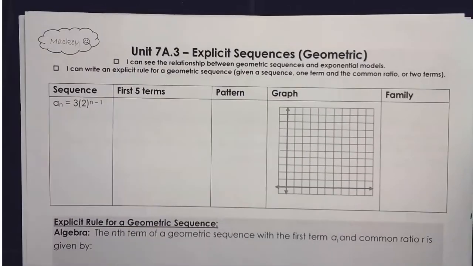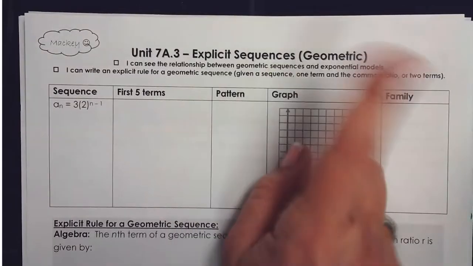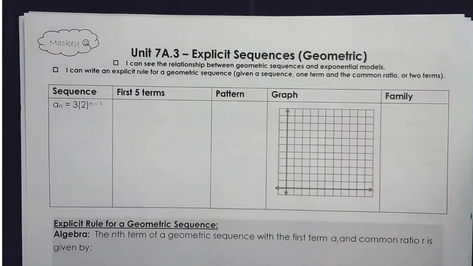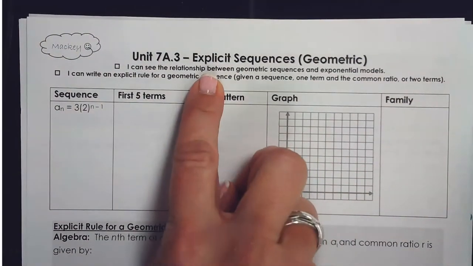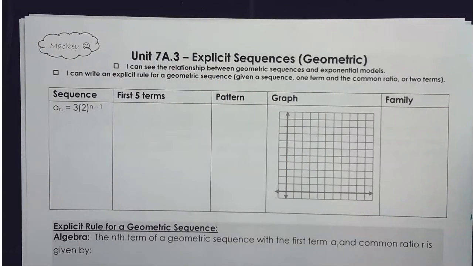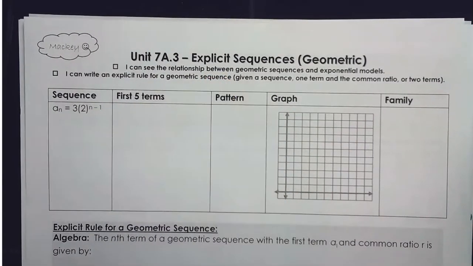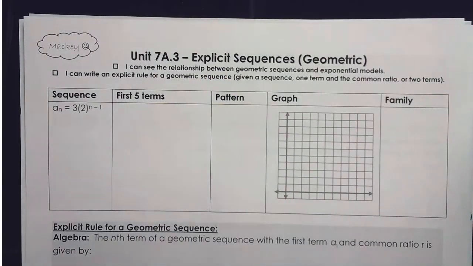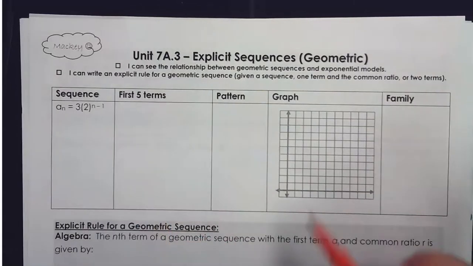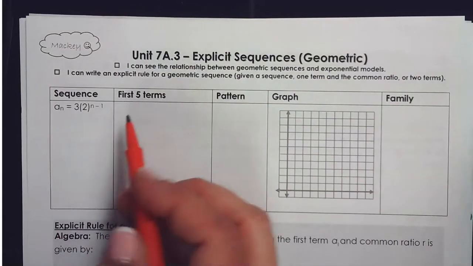So we're going to continue our exploration of sequences today and focus on geometric sequences, and look at explicit sequences. When we look at explicit sequences, what that means is that we're able to jump to a specific term. It's going to look like a specific type of function. So here we have this sequence: a sub n equals 3 times 2 raised to the n minus 1. Let's start by finding the first 5 terms.